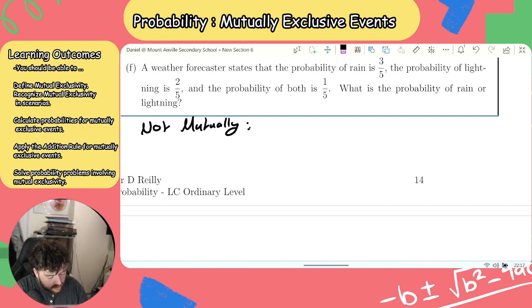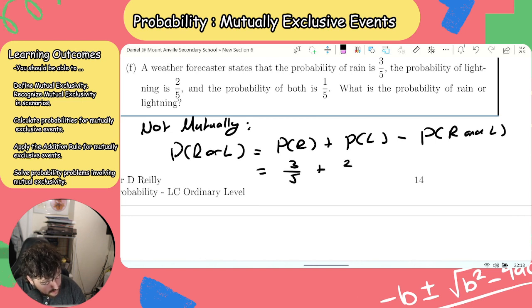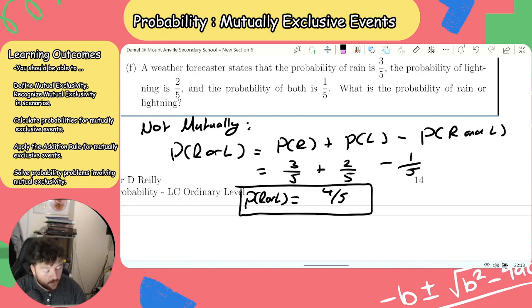So it's going to be the probability of rain or lightning. So probability of rain plus probability of lightning minus probability of rain and lightning, which is going to be 3/5 plus 2/5 minus 1/5. And that is going to equal 4/5. So the probability that it's going to rain or be lightning is 4/5.